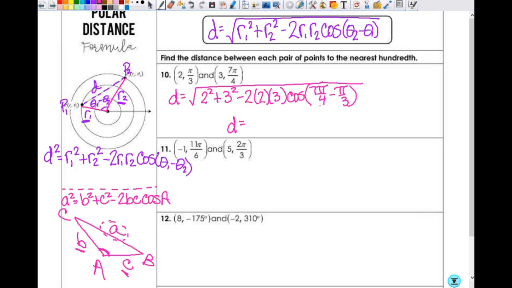I did mine backward right now. You got 4.01. What'd you get? All right, we all agree on 4.01? Yes. And it says to the nearest hundredth, so it is 4.01. So whether you subtracted backwards or not, it didn't matter. All that happened was one of the angles was negative.